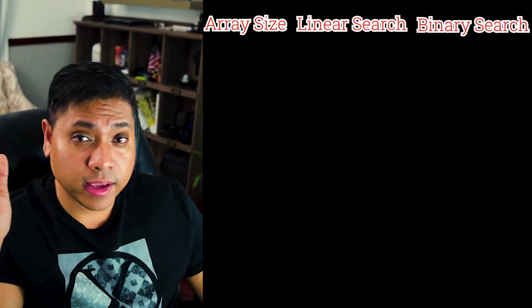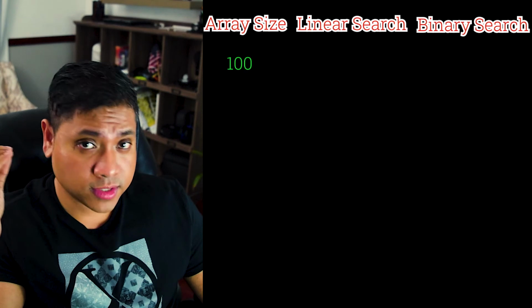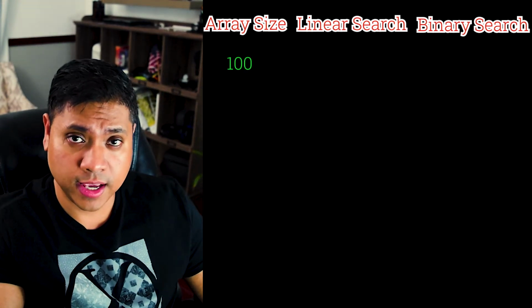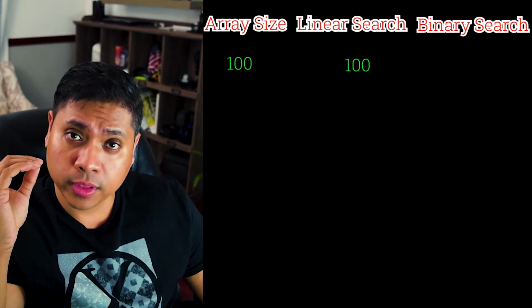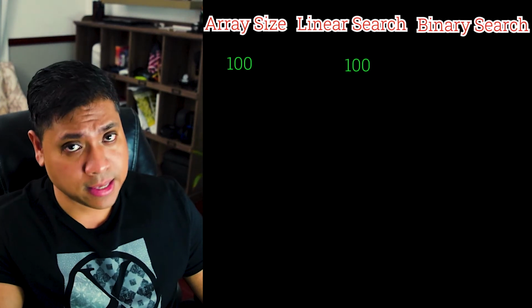Wait a second, didn't I say before that binary search is much faster than linear search? Well, the fact is, for small-sized arrays, binary search is not really all that efficient than linear search. But let's see what happens when we start to search in larger-sized arrays. If the array size is 100, in worst-case scenario, linear search would take 100 steps, but with binary search, it would just take 7 steps.